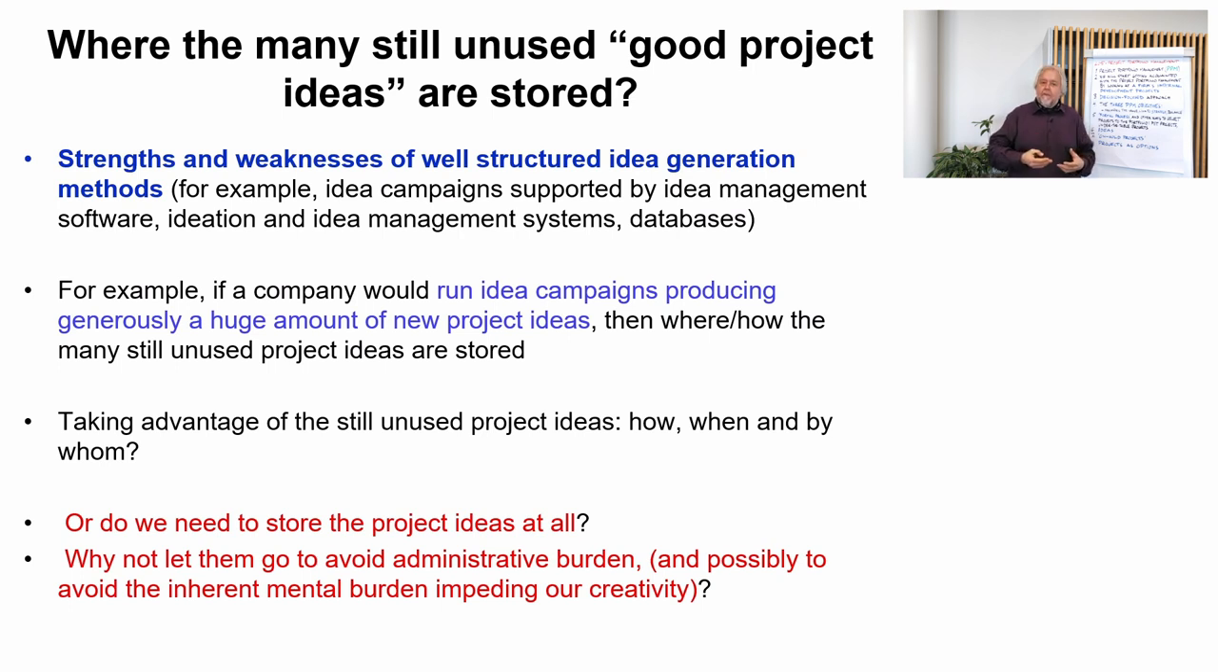So, for example, the company could run idea campaigns supported by idea management systems, and the companies would have wonderful databases where there are a lot of ideas. And the second bullet says that if the company would run an idea campaign producing a huge amount of new ideas, then the question is where and how the many still unused project ideas are stored. So we could generate hundreds and hundreds of ideas. We could combine the ideas in those systems. We can find actions for those ideas and so on. But we cannot pursue all of them, we just pick a few of them, and then we have the rest, hundreds and hundreds of them, in the idea management system.